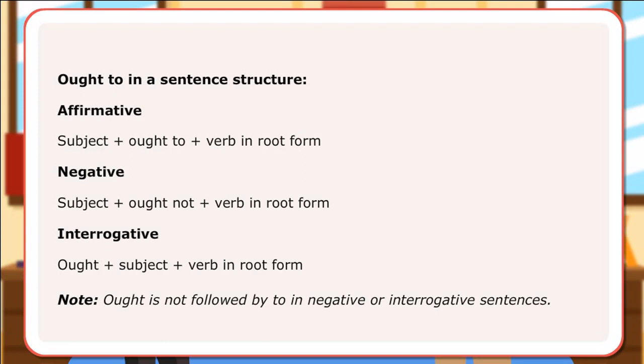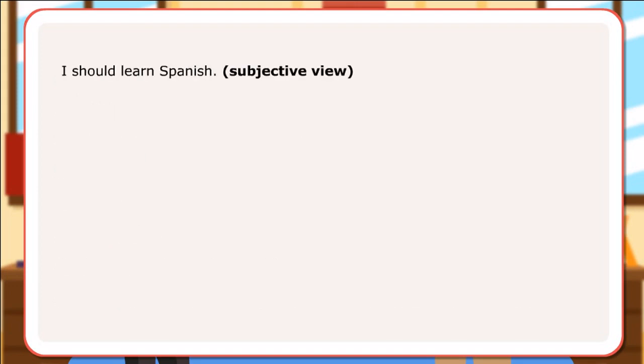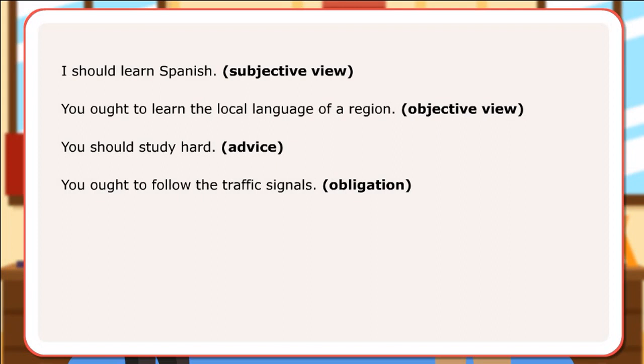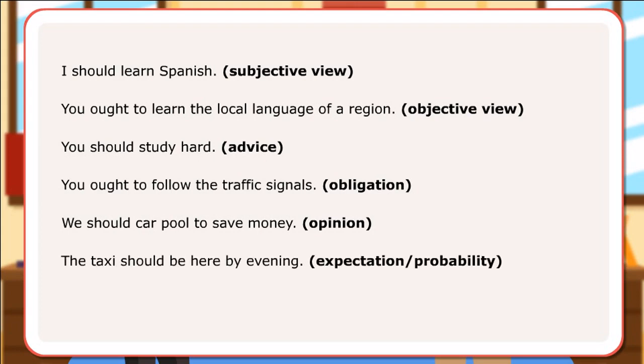Let us look at a few sentences using ought to and should. I should learn Spanish. Subjective view. You ought to learn the local language of a region. Objective view. You should study hard. Advice. You ought to follow the traffic signals. Obligation. We should carpool to save money. Opinion. The taxi should be here by evening. Expectation, probability. We should also install solar panels. Idea.